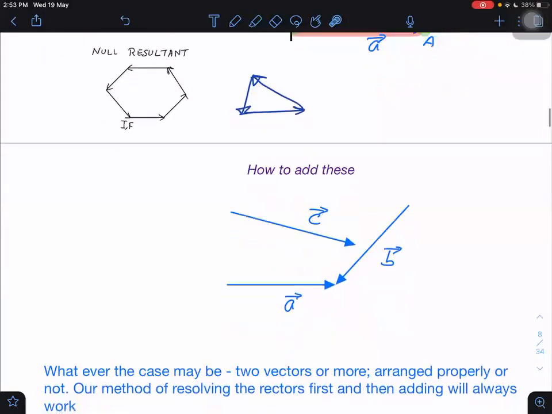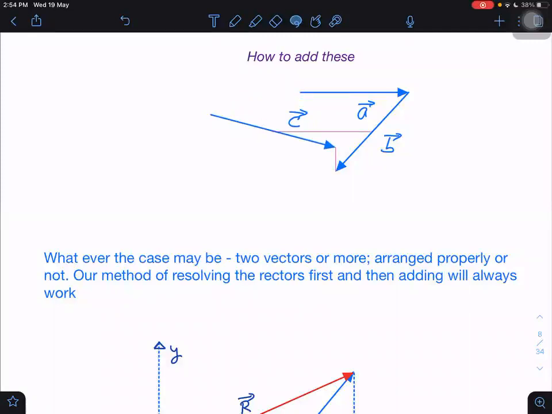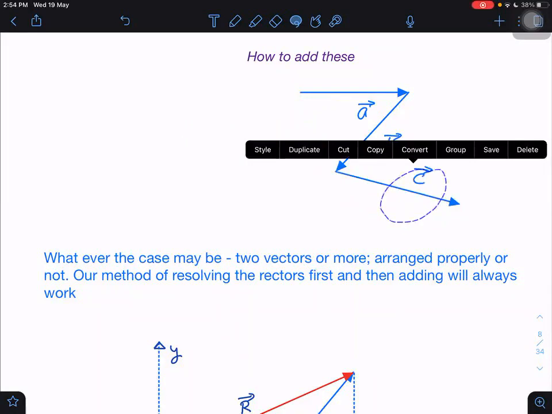Okay. How to add these? Let us say somebody asked you to add these vectors. Diagrammatically, I want to add. Don't worry about getting a numerical value. Diagrammatically, how to add? First of all, I cannot add these in this way because they are not arranged properly. What I need to do first is arrange them properly. What is the meaning of proper arrangement? Arrange in such a way that the tail of one vector is connected to the head of the other. Now C will come to the head of B. Now these are arranged properly.